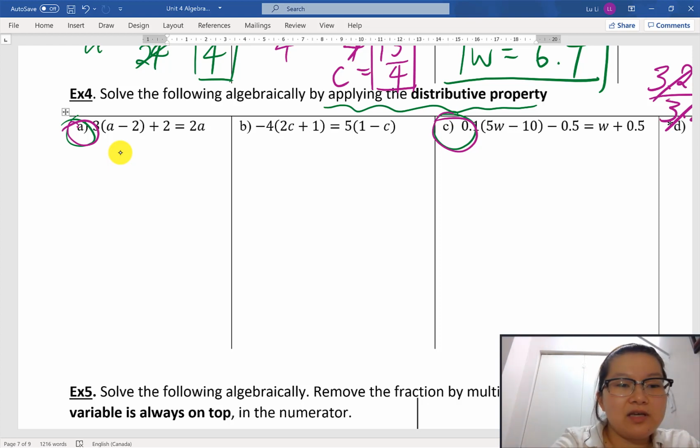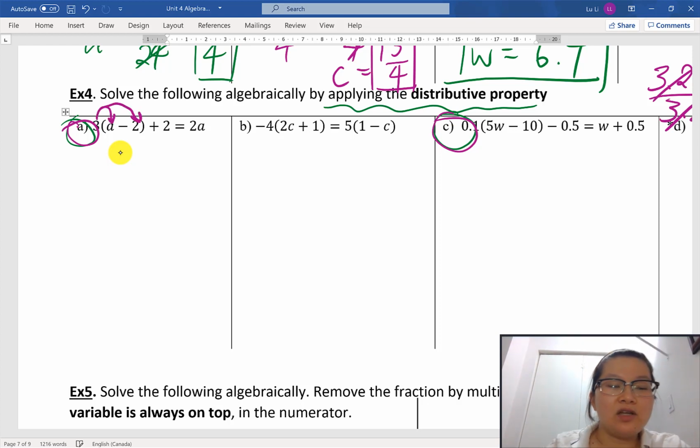So here I have a 3. And what it means to distribute the 3 is I have to distribute the 3 to the a, and I also have to distribute the 3 to the 2 as well. And you're thinking, it's just a dumb rule. How does it work? And why does it work? Here, let me give you a quick example. I'll erase this in a moment.